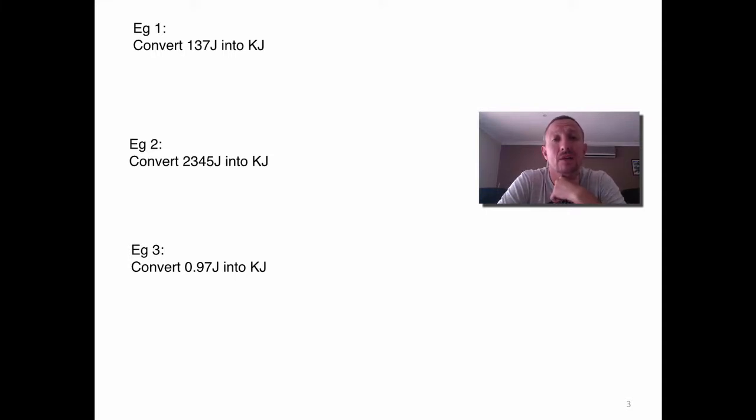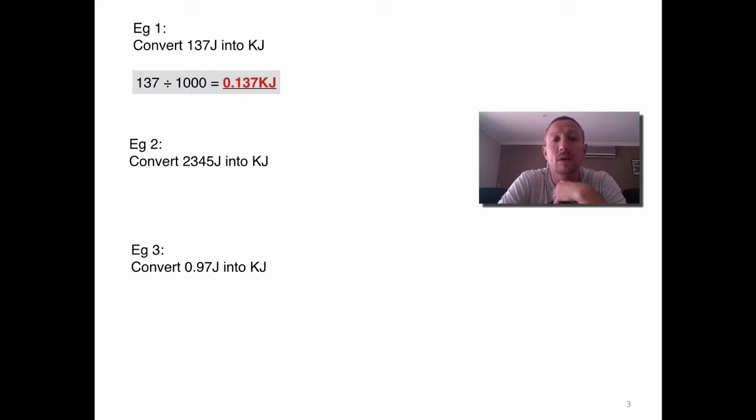So in the first example, we've got to divide 137 joules by 1,000 to get it into kilojoules. So if we put that into our calculator, it's going to be straightforward. If we haven't got a calculator, we move the decimal point, which is after the 7, 3 spaces to the left. So we end up with an answer of 0.137 kilojoules. Notice the kJ after the numbers. Must always put the units after the numbers.